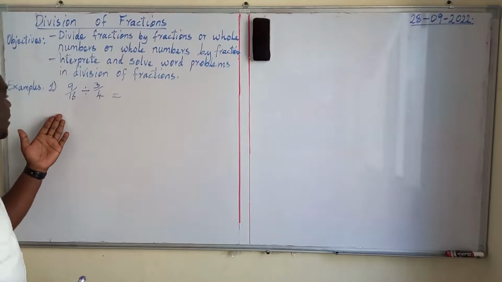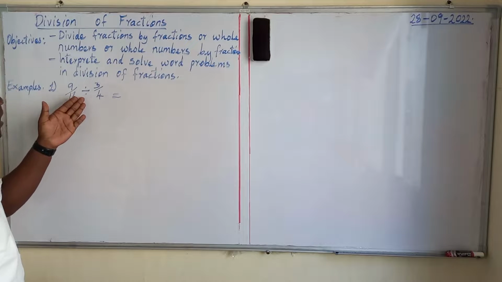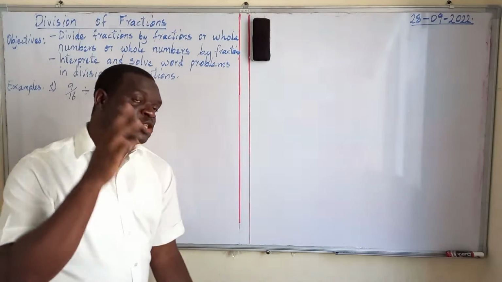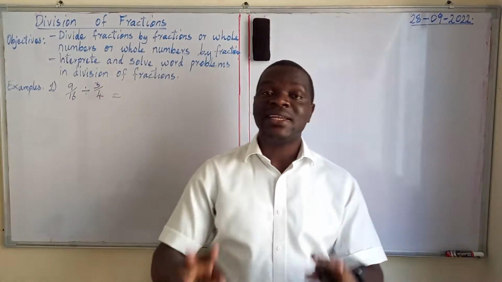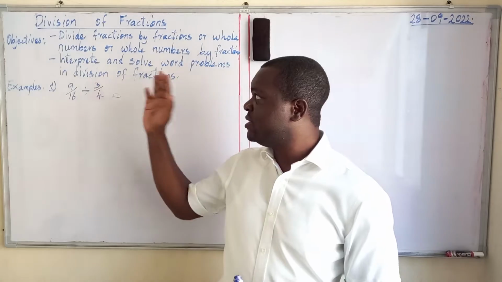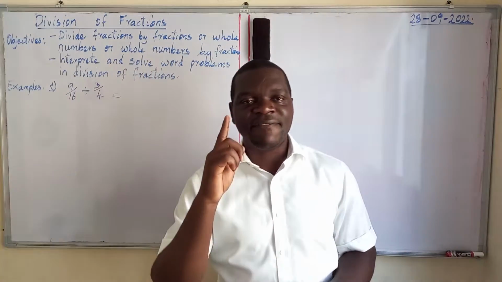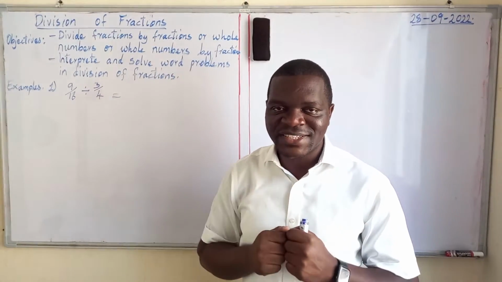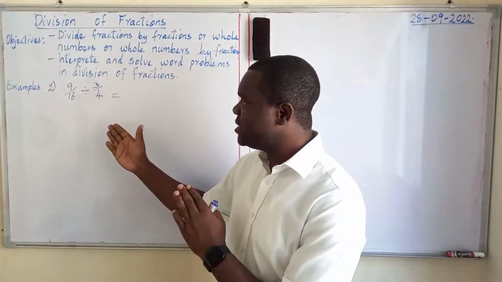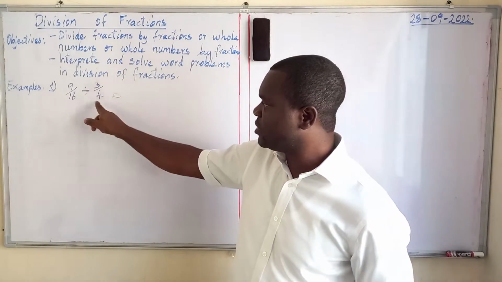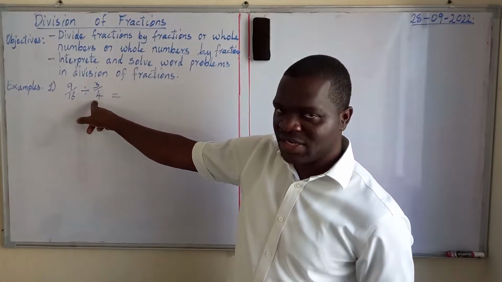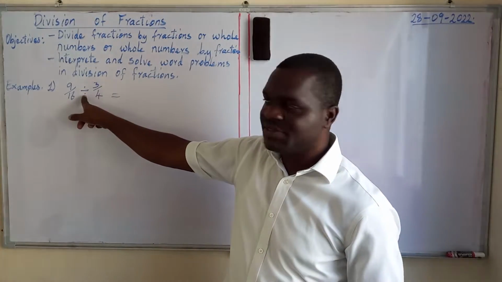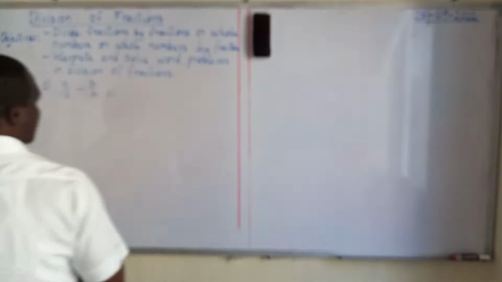In our first example, 9/16 divided by 3/4, there are basically two things to follow, and these two things are key in division of fractions. The first thing is to change the division sign to a multiplication sign. And once you do this, you invert the second fraction, which means the fraction next to the division sign must be inverted after you have changed the sign. So this is what I mean.